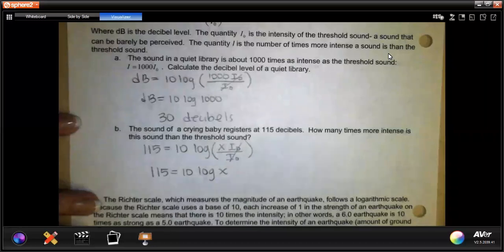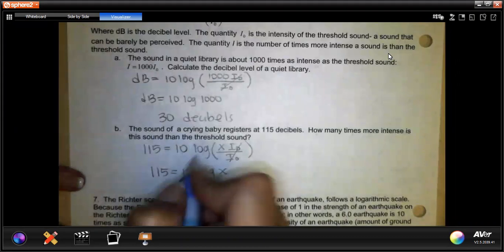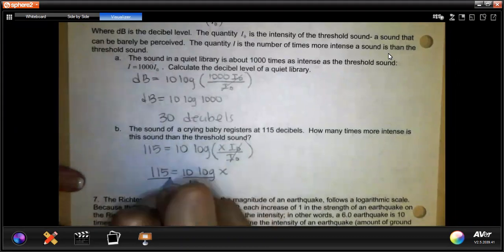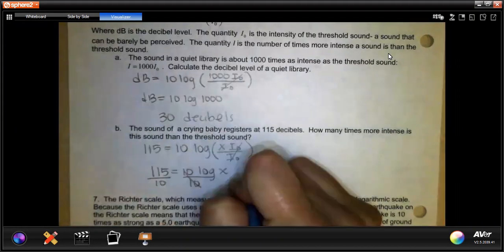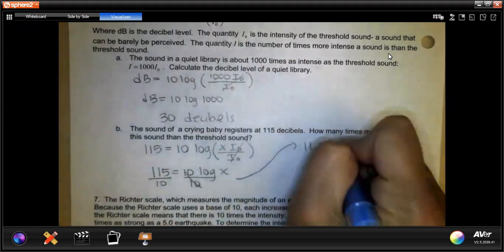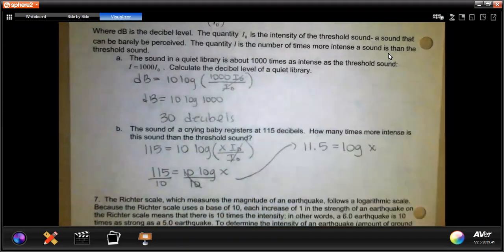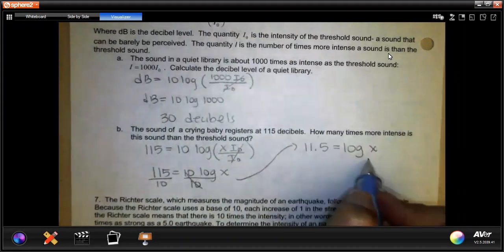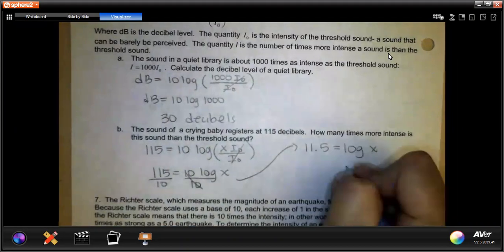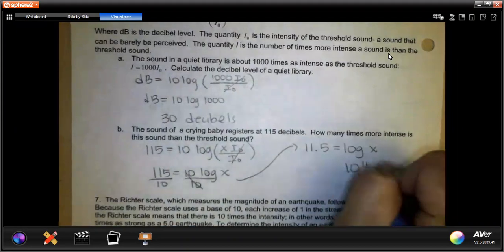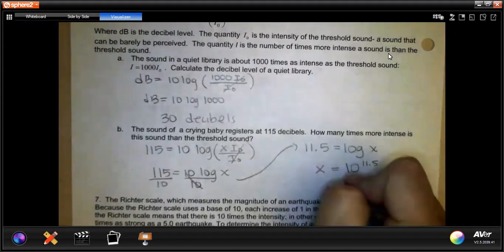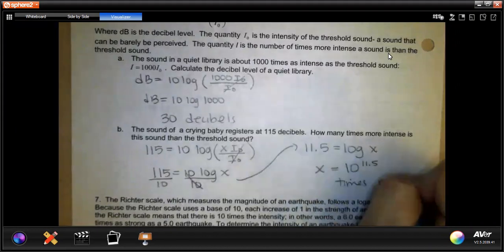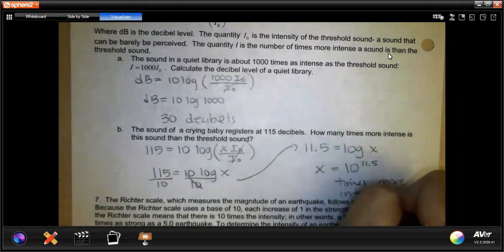In order to solve for this log, I need to get rid of this 10. So they're being multiplied, so I divide by 10. So that's 11.5 is equal to log of x. The common log has a base of 10. So when I convert this to an exponential now, that is going to be 10 to the 11.5 is equal to x. So this is 10 to the 11.5 times more intense than the threshold sound.